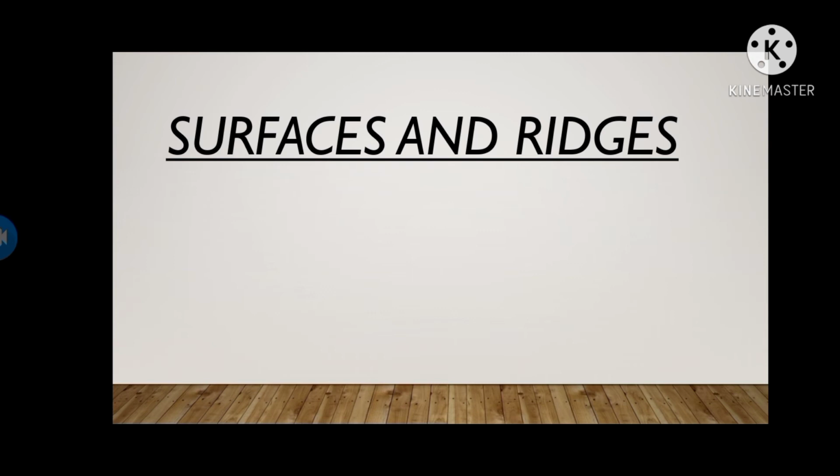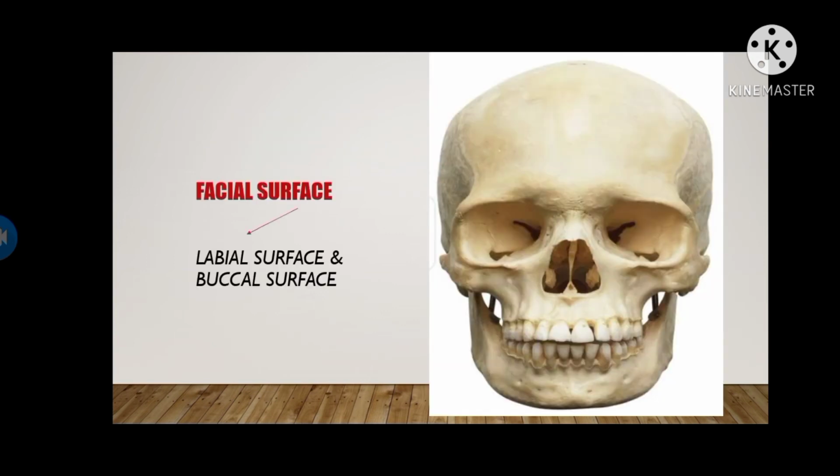So in anterior teeth we have 4 surfaces and 1 ridge, and in posteriors, that includes premolars and molars, we will be having 5 surfaces in total. The surfaces and ridge will be named according to their positions and uses. So let's see how to name them. Here we go. First we have the facial surface.